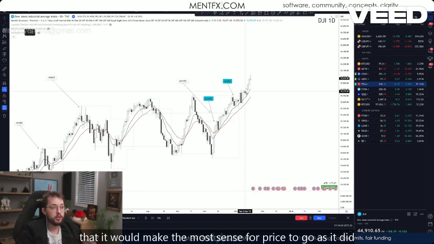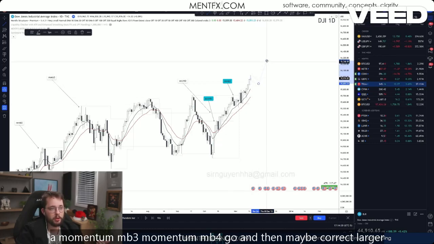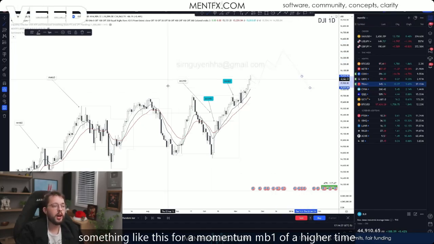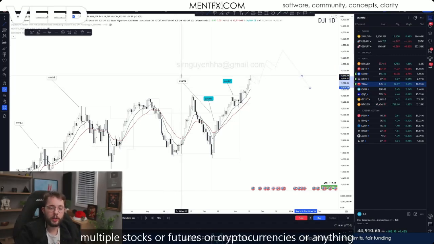So right now, the expectancy that I would have is that it would make the most sense for price to go as it did, maybe pause for momentum MB3, hold up the buying, go for a momentum MB3, momentum MB4, go, and then maybe correct larger, something like this, for a momentum MB1 of a higher time frame.